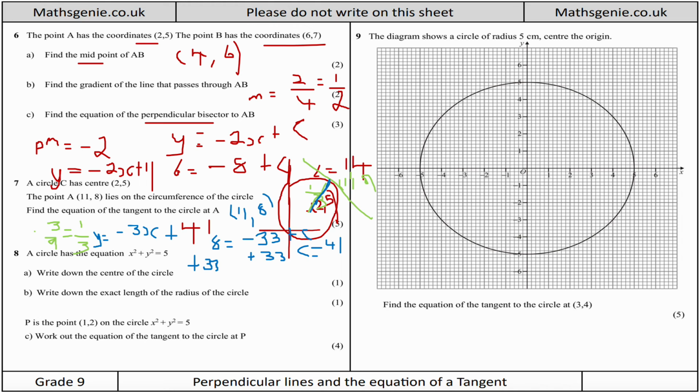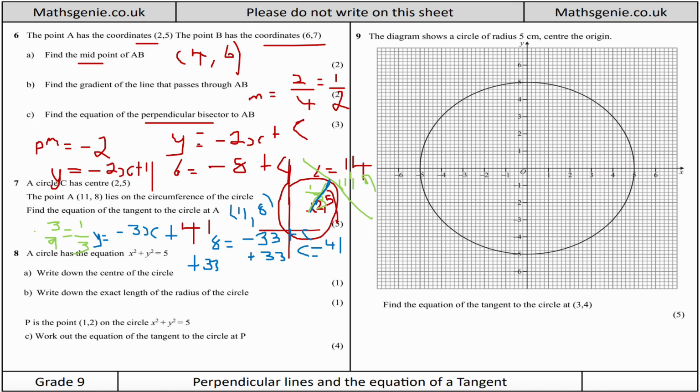I do appreciate that I am going through this fairly swiftly, but I'm trying to treat this as a revision video. So the key part from today, which I will say again at the end, guys, is that the perpendicular gradient of a line is the negative reciprocal of your current gradient. The product of the two gradients has to multiply to give me -1.